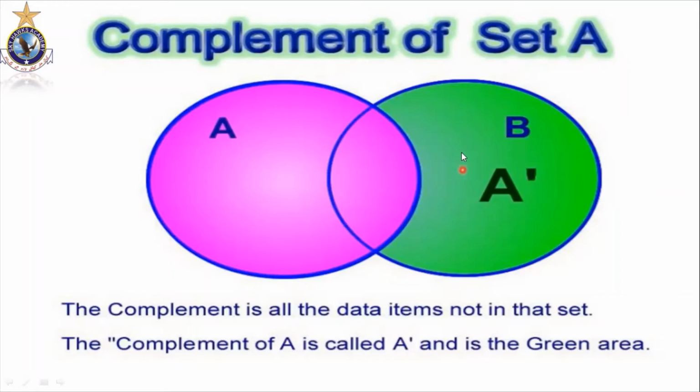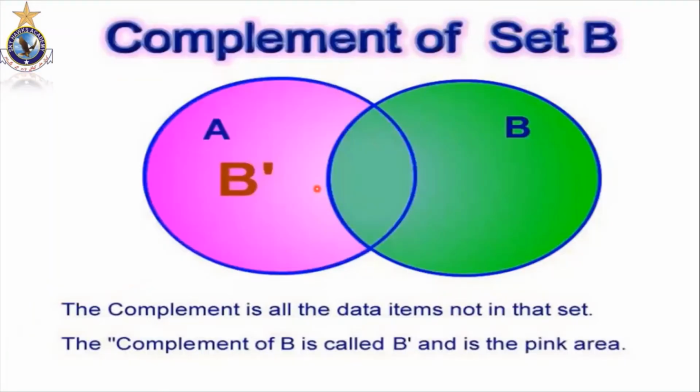So that's why this is the green color. I'm sure that you are understanding with these diagrams, and finally you will get the answer of your problem also. So we'll solve that. So next, here you can see the complement of B.